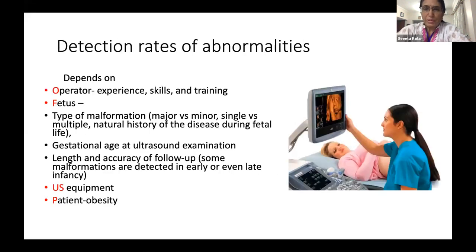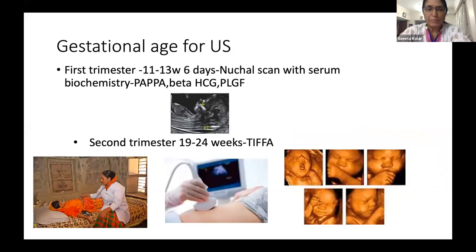What are the detection rates and what are the factors which influence the detection rate? There are lots of abnormalities which we can't pick up. And this could be based on the operator, their skills, their experience, their training, the facilities that they have. What is the type of malformation? Gestational age at which you did the ultrasound? What is the length and accuracy of follow-up that you've done? What is the equipment you dealt with, and patient factors like obesity?